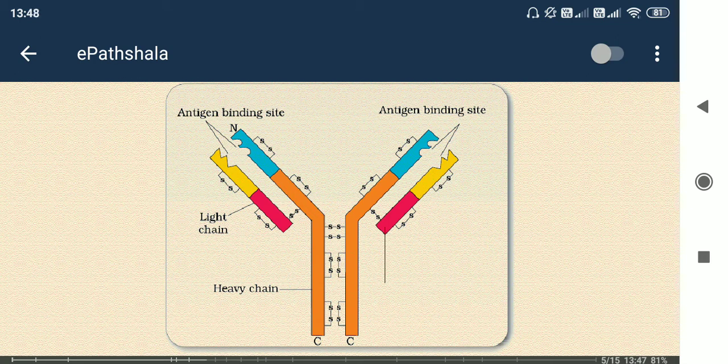And with that heavy chain, light chain is there on both sides. In the case of the light chain, you can see a disulfide linkage is there. So inside the light chain, there is a disulfide linkage. In between the light chain and heavy chain, that is also a disulfide linkage.